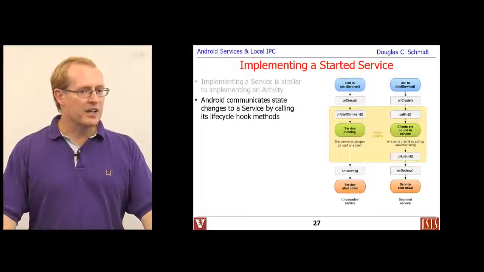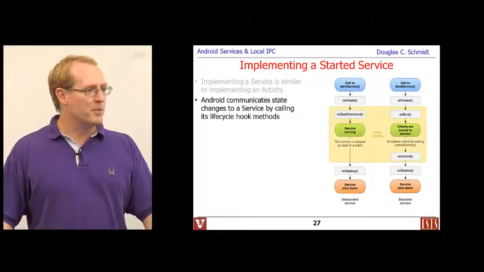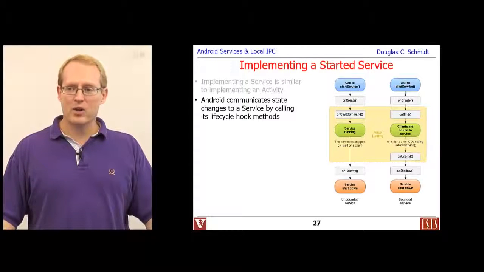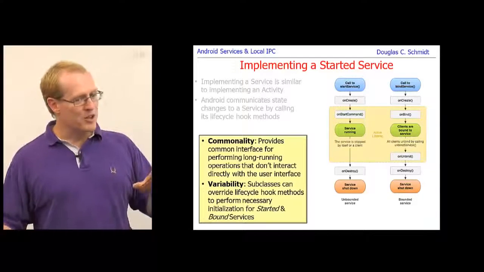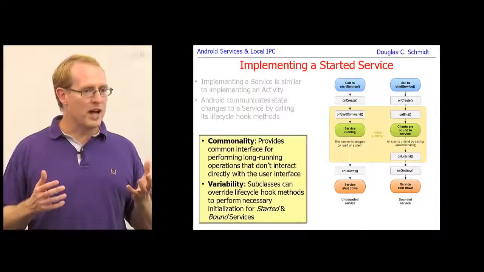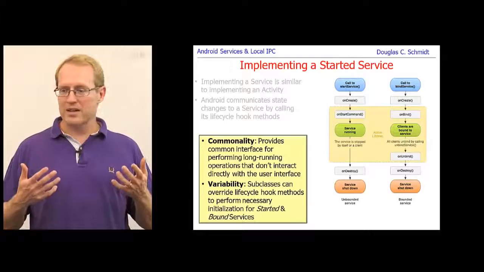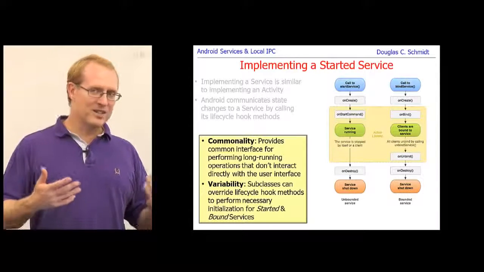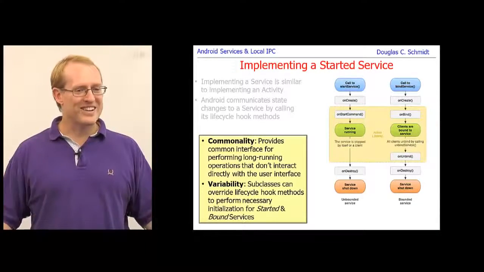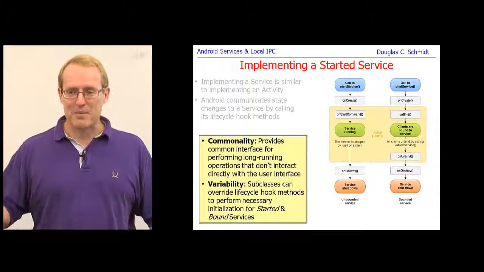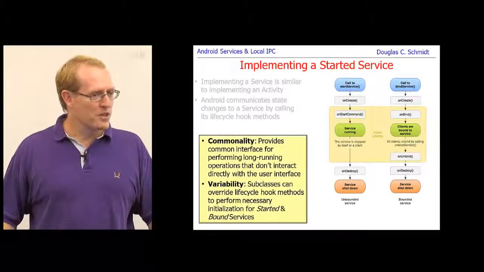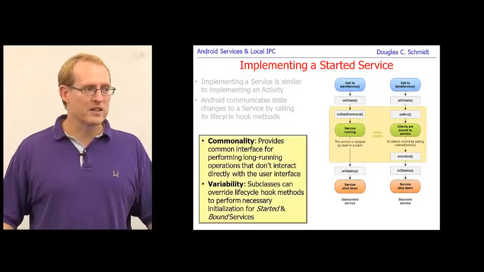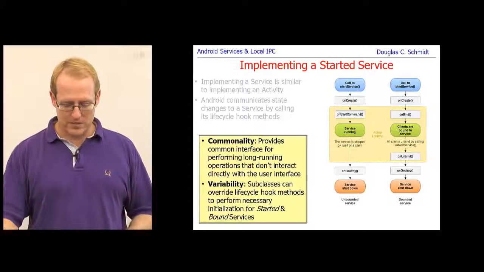Android typically informs a service that things are happening by invoking callback hook methods on it at the appropriate time. From a commonality and variability point of view, a service gives you a common way of describing functionality or capabilities that run in the background. That's the common part. It gives you a common interface with common hook methods. Then it provides you with this set of hooks that you can override to fill in the blanks for your particular kind of service.